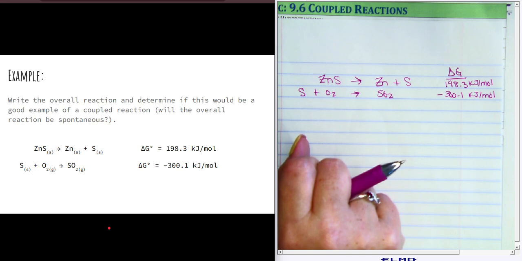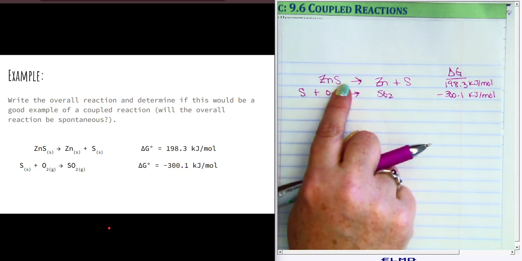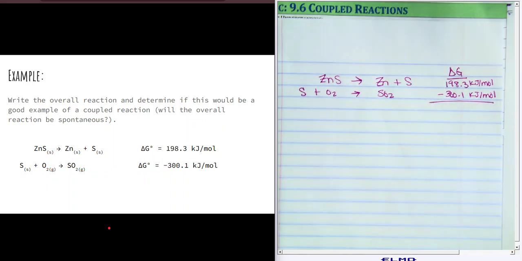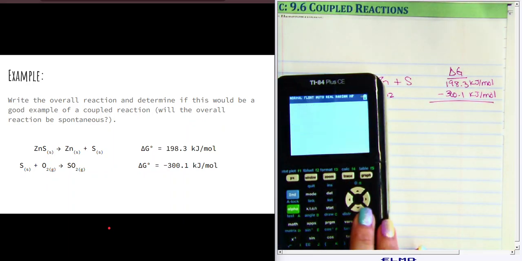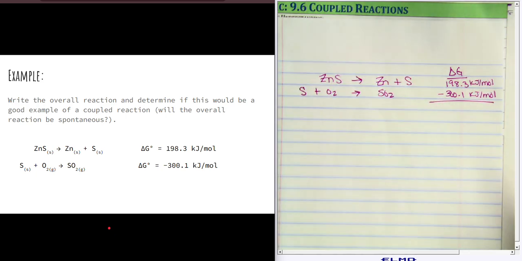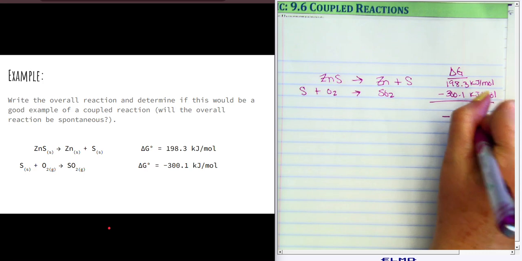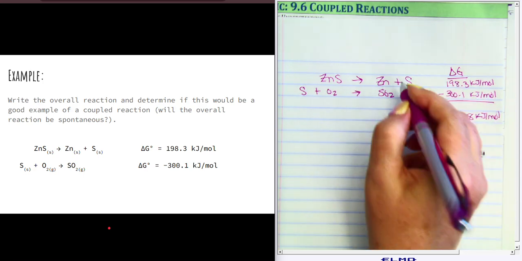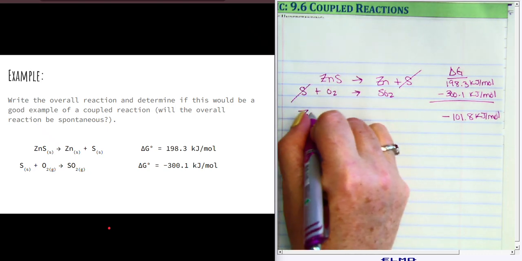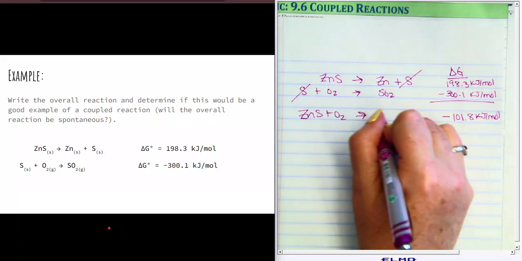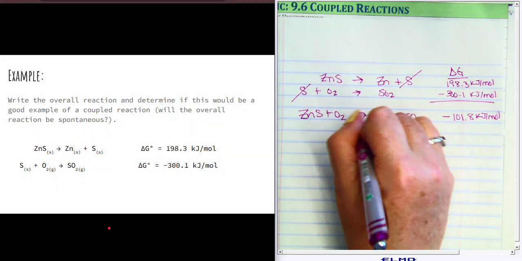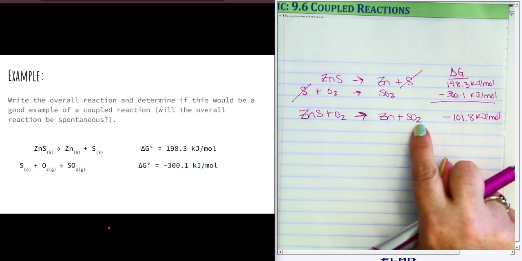So is this a good example of a coupled reaction? The answer is yes, because this one's not going to happen all by itself. When I sum these up, let's get the exact number. It's going to be around 100, but let's see. I have 198.3 minus 300.1, so negative 101.8. So it's negative 101.8 kilojoules per mole. Sulfurs cancel, so I have zinc sulfide plus oxygen gives me zinc plus sulfur dioxide. And this reaction is spontaneous.